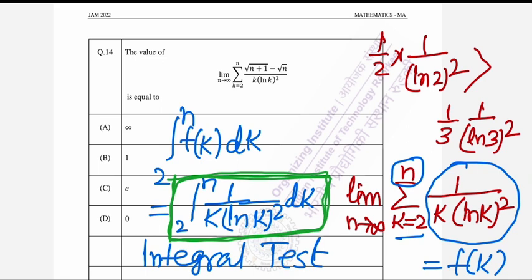If you evaluate this integration and you tend n to infinity, then the value will be a finite number. So it shows that the series is convergent. Since the series is convergent, then as I said earlier, 0 into a finite number will obviously be 0, and in that case the correct option will be D. So this question is done now.